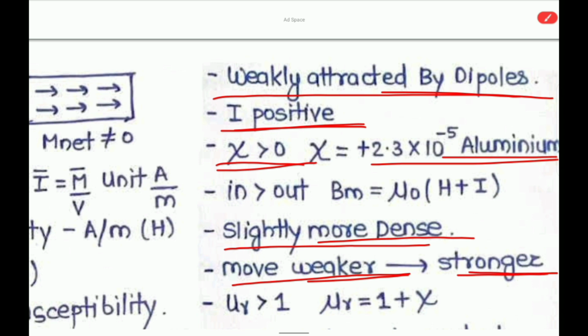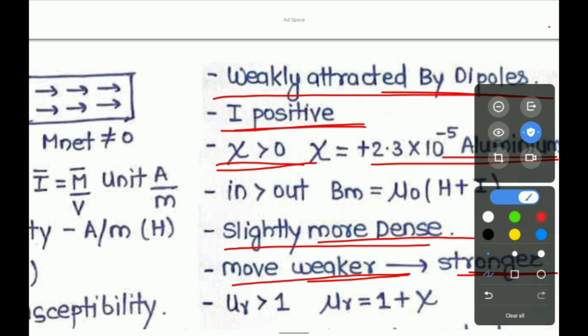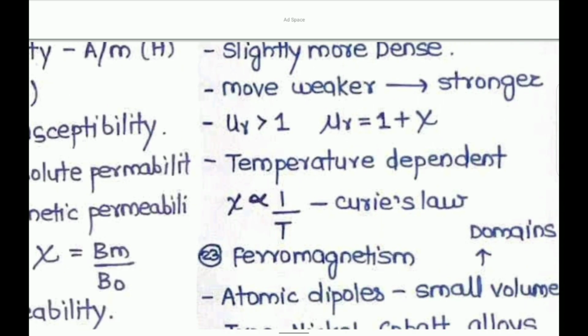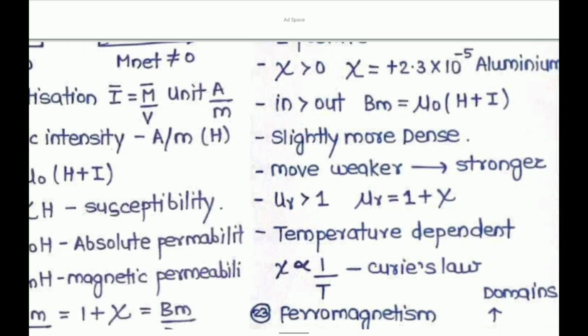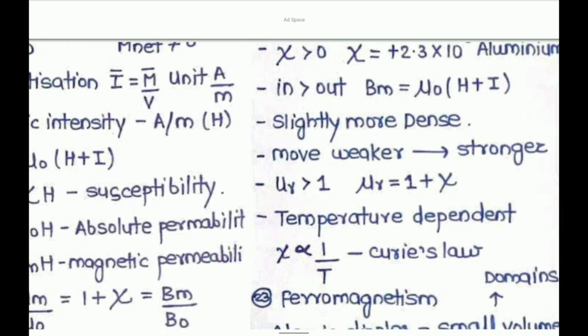Now remember, paramagnetic materials are temperature dependent. The relationship can be written as susceptibility is inversely proportional to temperature T. This is your Curie's law.